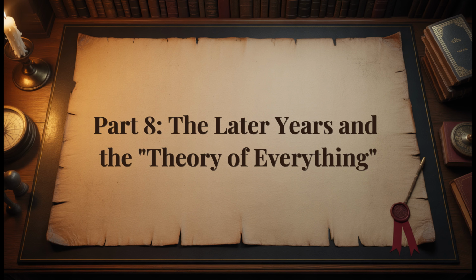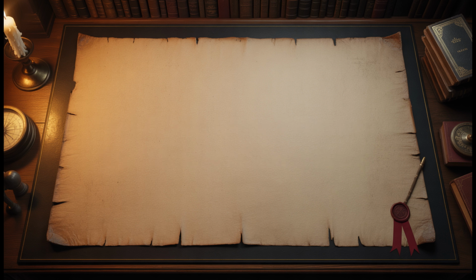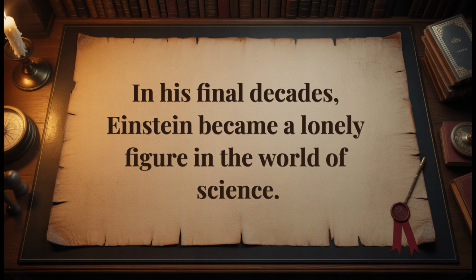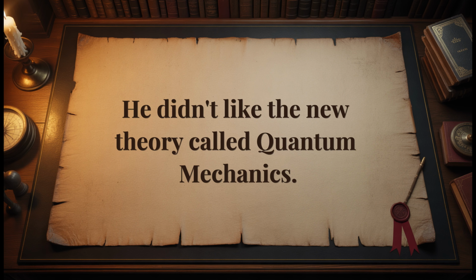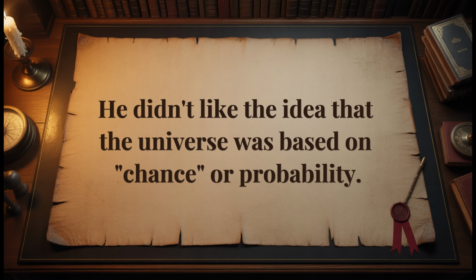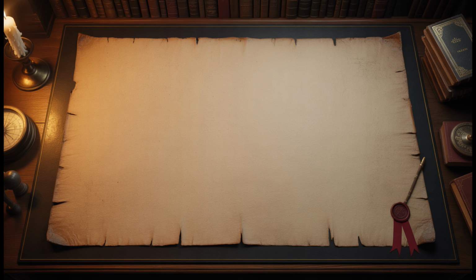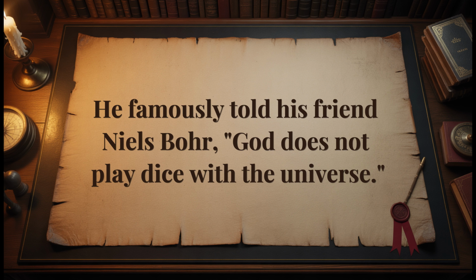Part 8. The Later Years and the Theory of Everything. In his final decades, Einstein became a lonely figure in the world of science. He didn't like the new theory called quantum mechanics. He didn't like the idea that the universe was based on chance or probability. He famously told his friend Niels Bohr, "God does not play dice with the universe."